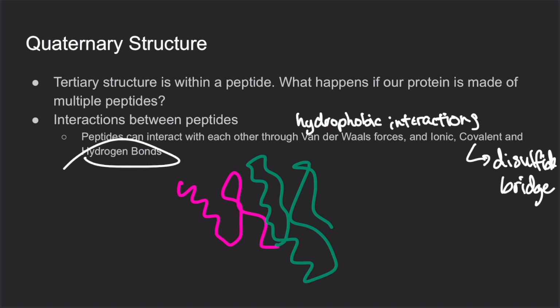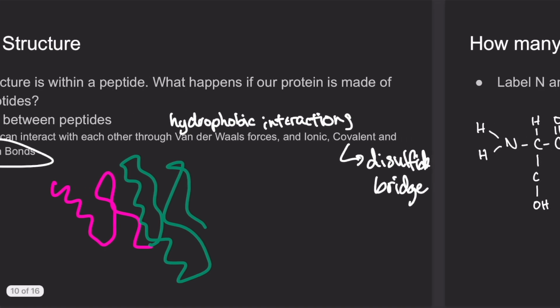Okay, so primary, secondary, and tertiary within a peptide, quaternary structure. Our protein is so big, so complex that it needs multiple peptides. How are they going to interact with each other? We will label that as the quaternary structure. Okay.